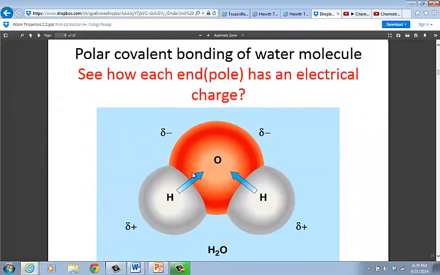Potential energy is energy waiting to be used, stored energy. All right, remember our little polar covalent bonding that we talked about, the partial charges here, partial positive, partial negative, in the chemical bonds. So water is this polar molecule.